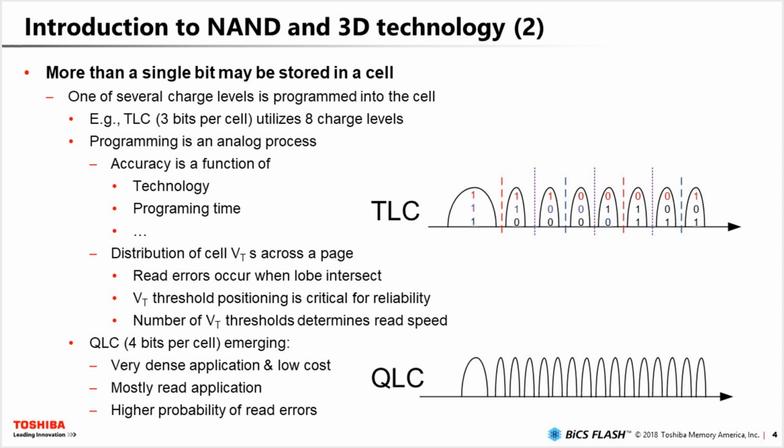So accuracy is important, and it also determines the programming time. The more you allow programming time to be longer, the more accurate you can be in your programming, but it's still limited. As I mentioned, you can get errors when you have an overlap between the distributions, and the VT thresholds positioning is critical.